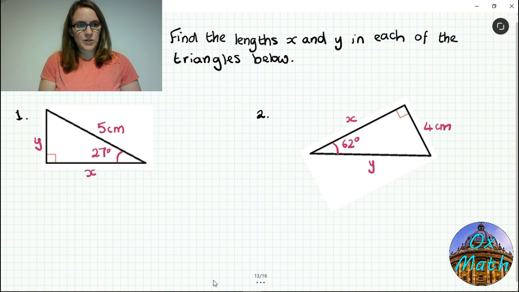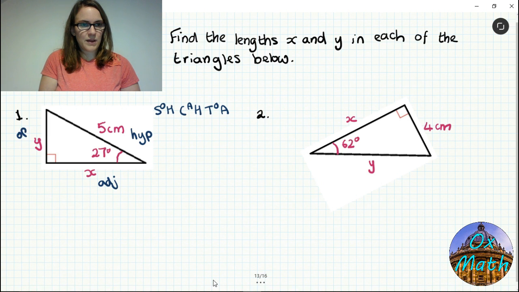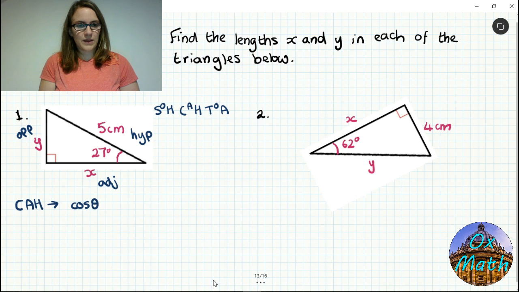So for this first question, we are looking at 27 degrees. I'm going to start by writing out SOHCAHTOA, just to remind me which ratio I need to use, and then labelling the sides. So the 5 centimetres is the hypotenuse, the x is my adjacent, and the y is my opposite. So to find x, that is my adjacent, I know adjacent, and I also know my hypotenuse 5. So I'm looking for the part of SOHCAHTOA that has the adjacent and the hypotenuse in it, that is the cos or the CAH. So that tells me my whole equation, which is that cos of the angle, remember cos has to have an angle, is equal to the adjacent over the hypotenuse.